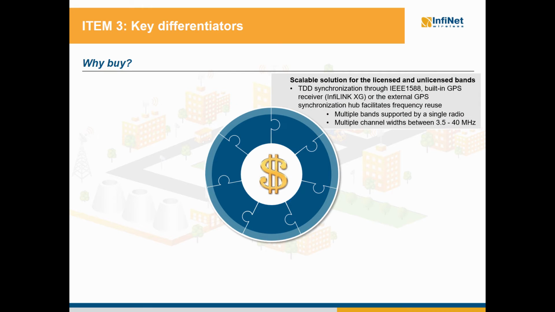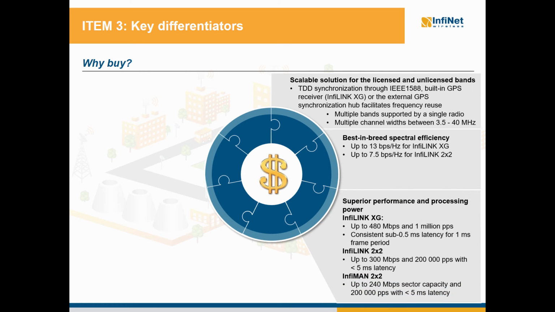The backhauling solution using Infinet units offers scalability for both the licensed and the unlicensed bands. TDD synchronization brings flexibility in the frequency reallocation, and we also support multiple frequency bands with the single radio module, as we have already seen, and the multiple channel widths available between 3.5 and 40 MHz offer increased flexibility in adjusting the frequency plan to your actual requirements. The best-in-breed spectral efficiency reflects into 13 bits per second per Hz values for the InfiLINK XG and up to 7.5 bits per second per Hz for the InfiMAN 2x2 products.